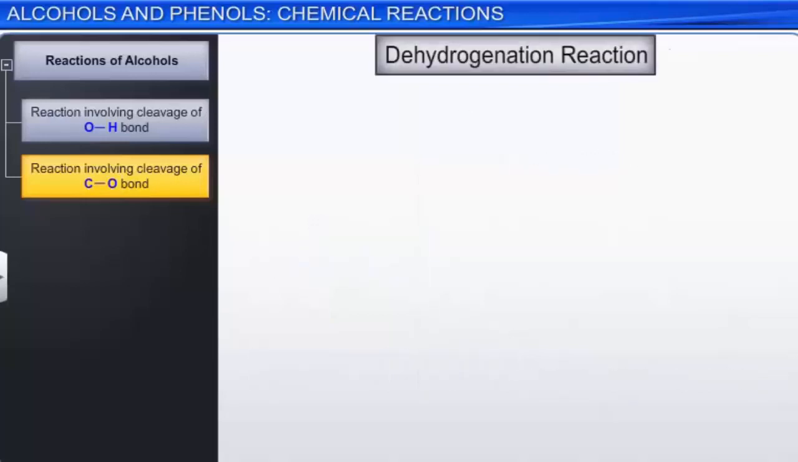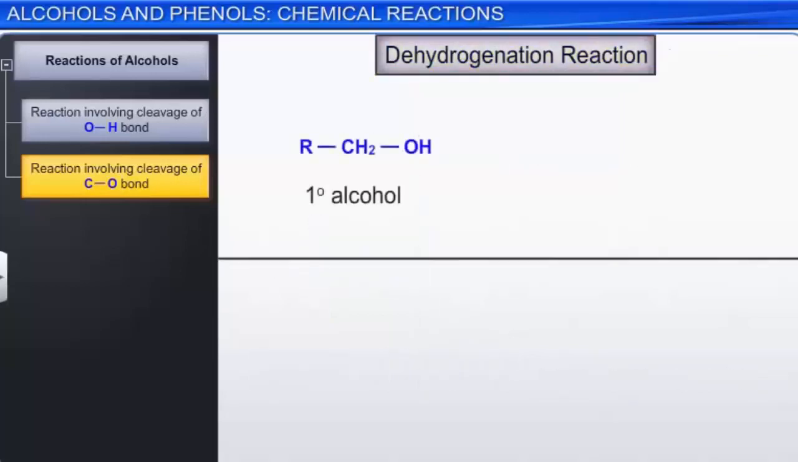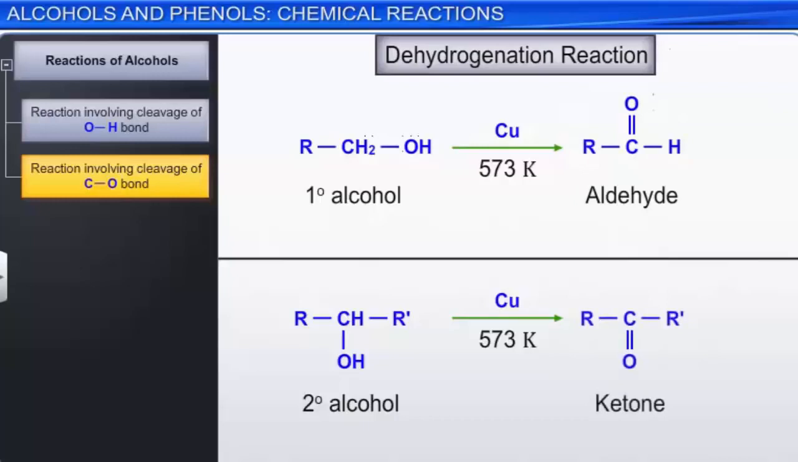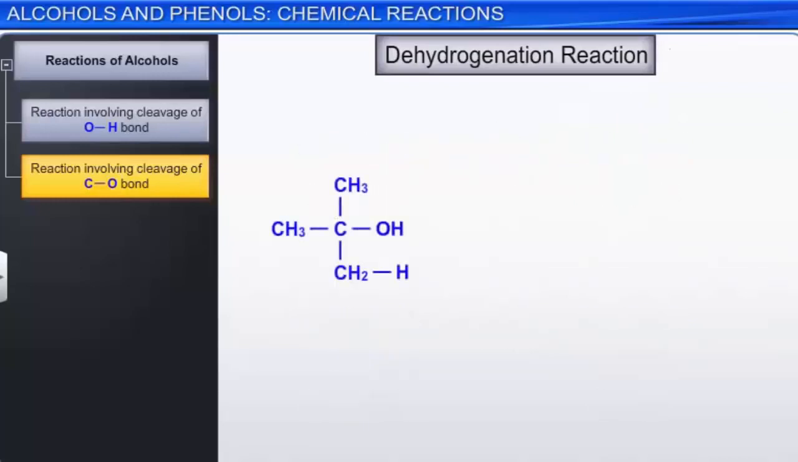Dehydrogenation reactions of primary or secondary alcohols can also be carried out by passing vapors of the alcohols over heated copper. Under these conditions, primary alcohols form aldehydes, while secondary alcohols form ketones. If vapors of tertiary alcohols are passed over heated copper, a dehydration reaction takes place to form alkenes.